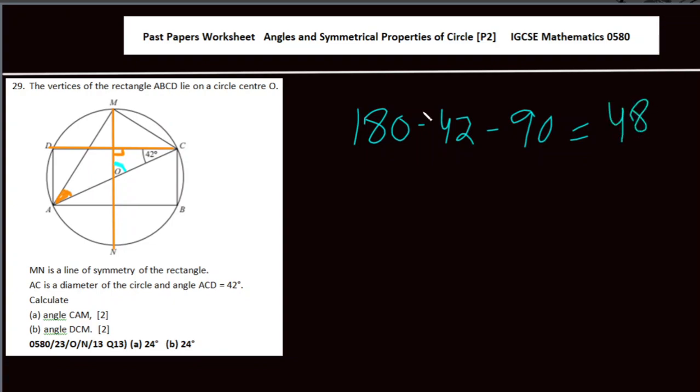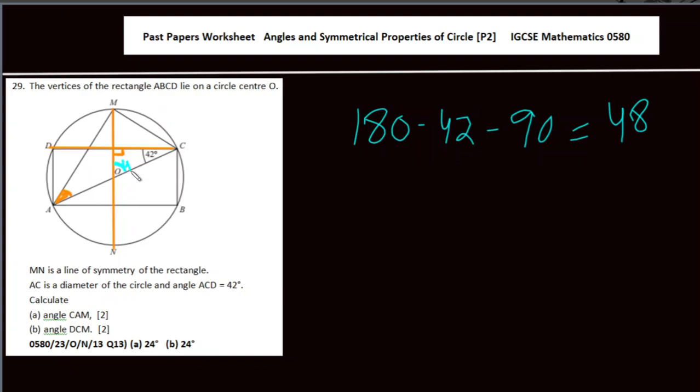Okay, in the next question, the first angle we need to find is CAM. So we need this angle here, CAM. For this, we're told that this is the line of symmetry of the rectangle of the circle, and this is a rectangle, which means that this angle here would be a right angle. So if this is a right angle, we can find this angle by subtracting 42 and 90 from 180, which gives us 48. So this blue angle is 48.